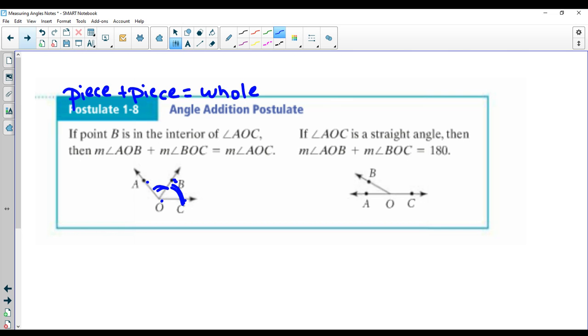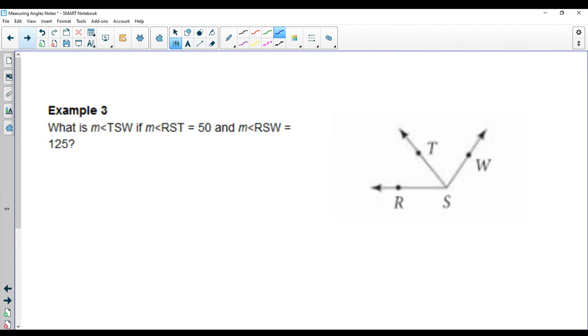Now, a special case of the angle addition postulate: if AOC is a straight angle, which means from A to O to C I draw this little half circle, then AOB plus BOC will give me 180. It's the same thing as this, it just happens that AOC is a straight angle, 180. Okay, this is what I remember. Piece plus piece equals whole. Alright, let's put it into use.